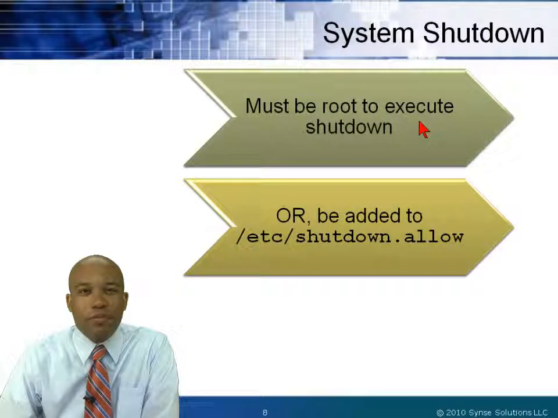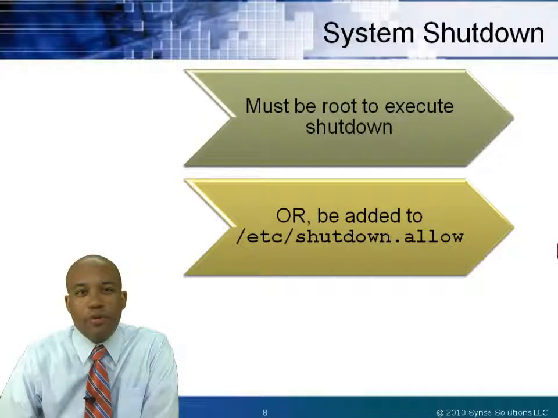But what if we want someone beyond the root user to be able to do those? If there's an administrator or a power user with a specific requirement or capability to be able to do that, well, we do have another option. Another user can be added to the /etc/shutdown.allow file. And that file is just a simple list of individuals who can shut down the system with their usernames.